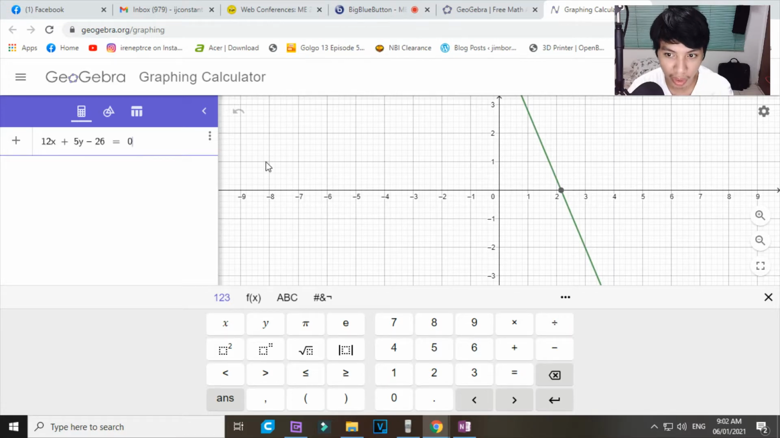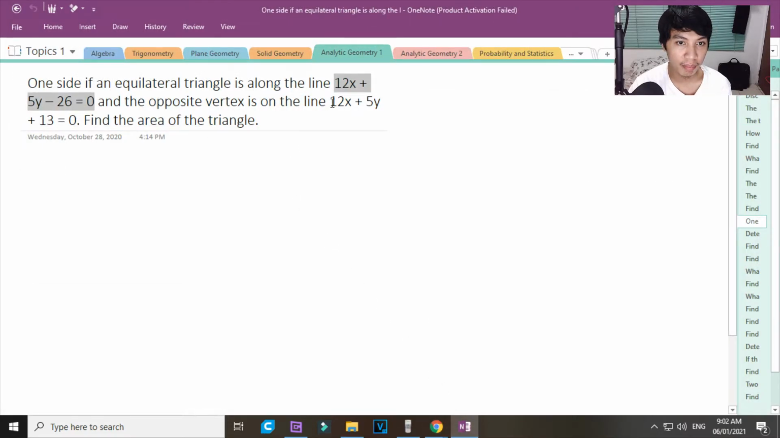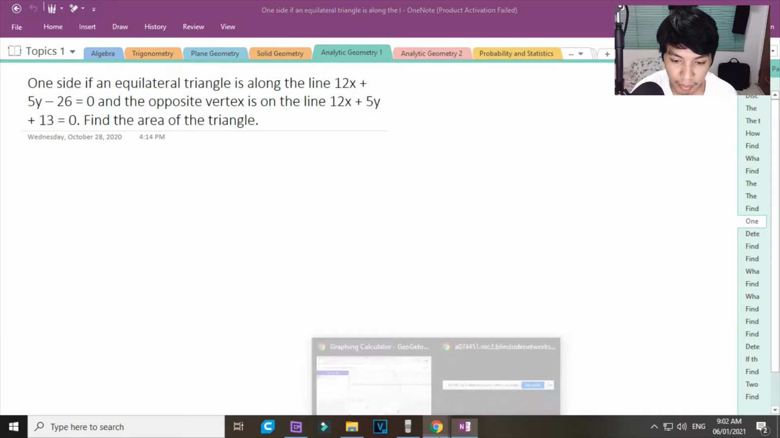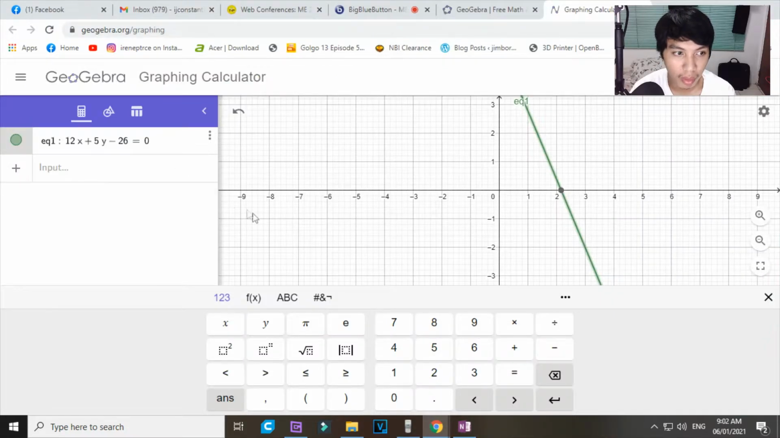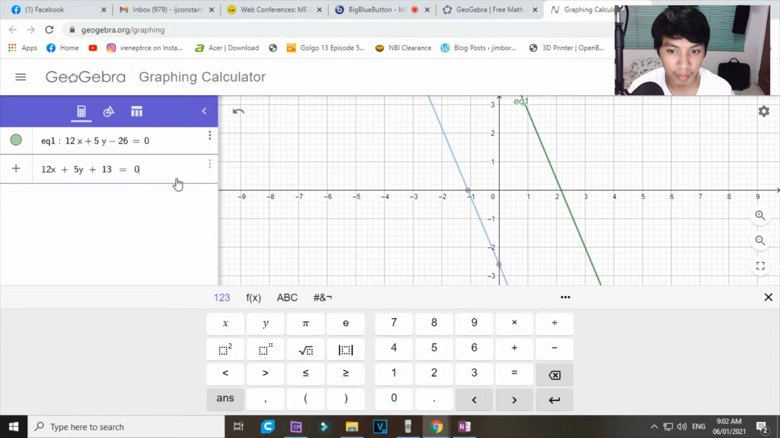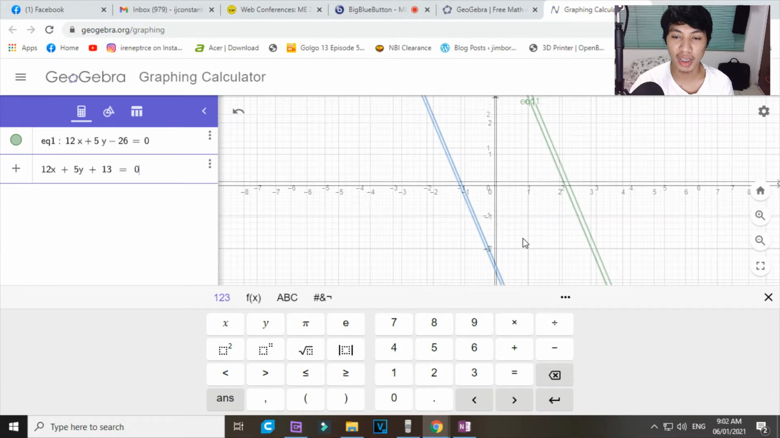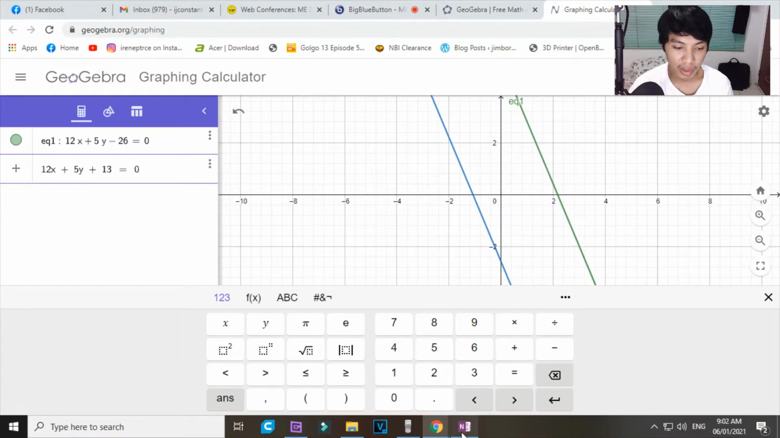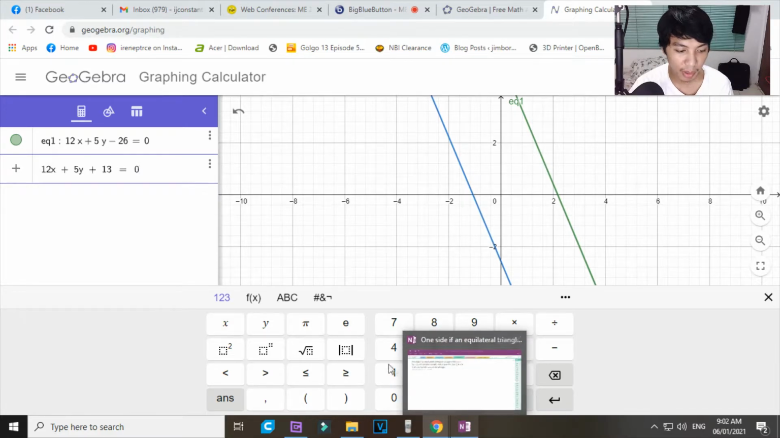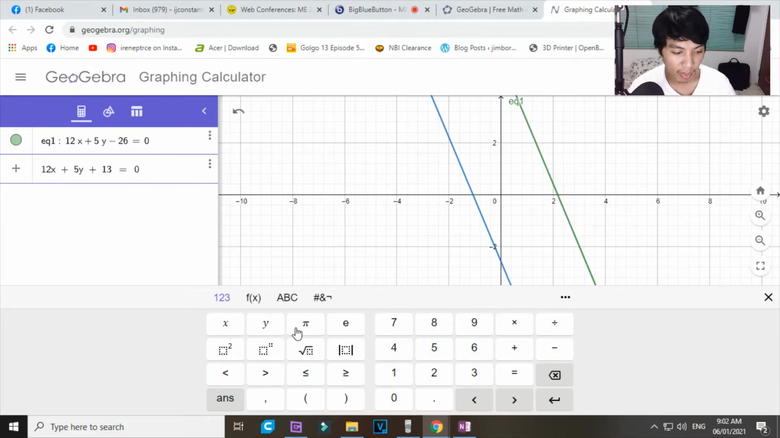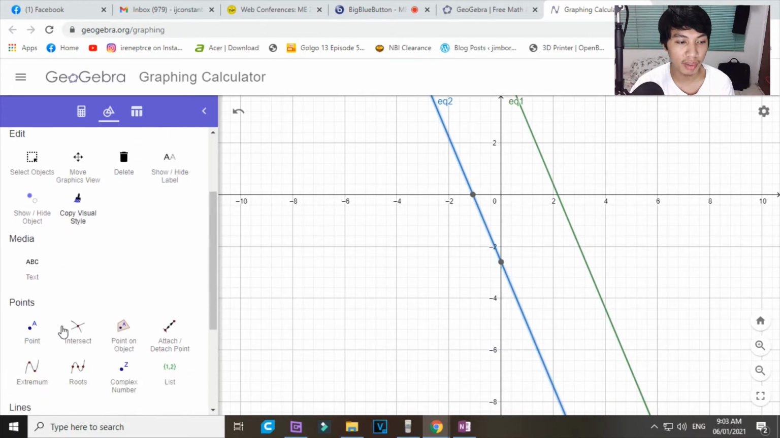Okay, i-plot mo na yung line na ito. This is the first line. The second line. Ayan. Parallel line sila. Okay? So, hindi given yung points. Hindi given yung points, pero pwede ako mag-drawing dito. Okay? Pwede mag-drawing dyan.